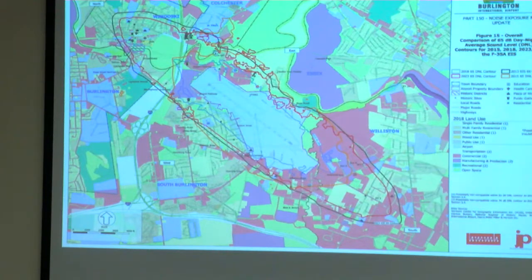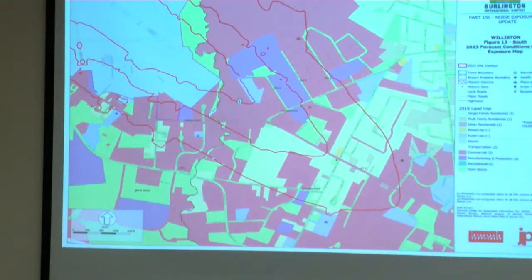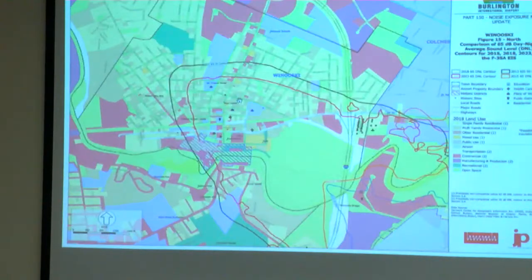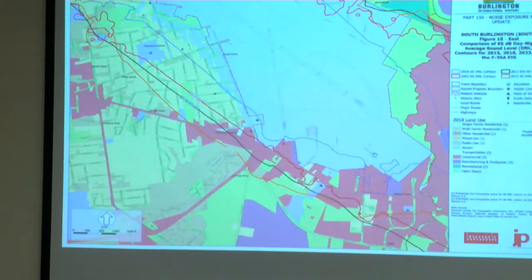However, this orange map, which was published in 2015, was our existing condition map at the time, and that does show all 18 F-16s operating at the airport. That was a 65 decibel level? All of those are the 65 decibel. And sorry, I'm going real fast here.